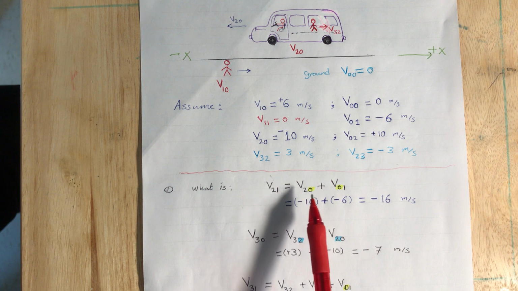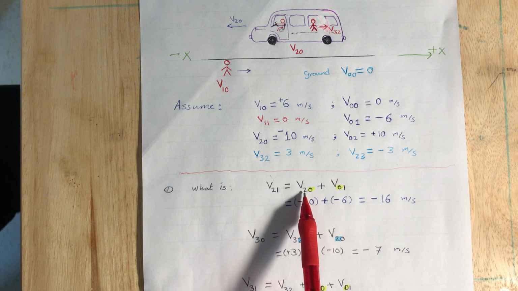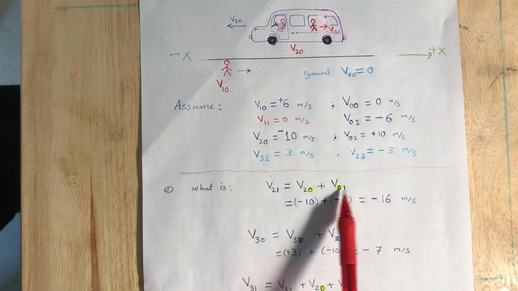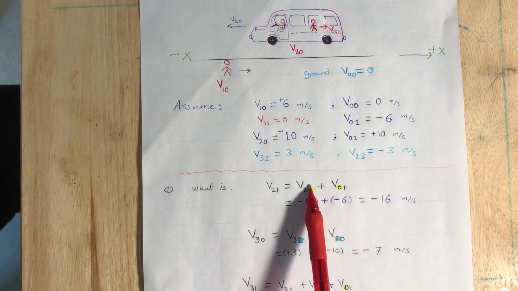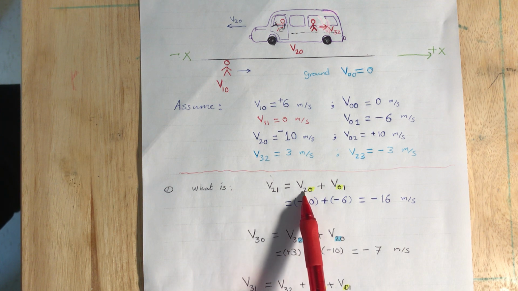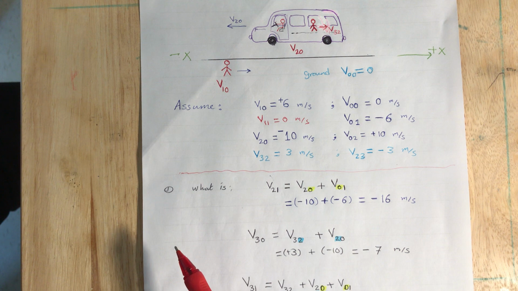If you look at the indices, I need V2 1. So look at these indices here. I have 2, 0, 0, 1. If you hide the zeros, you will find 2, 1. I start with 2 and end with 1 on the right hand side.